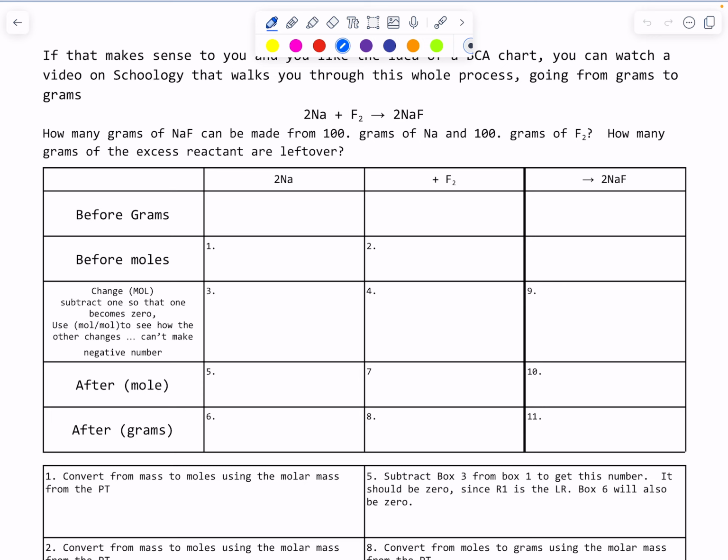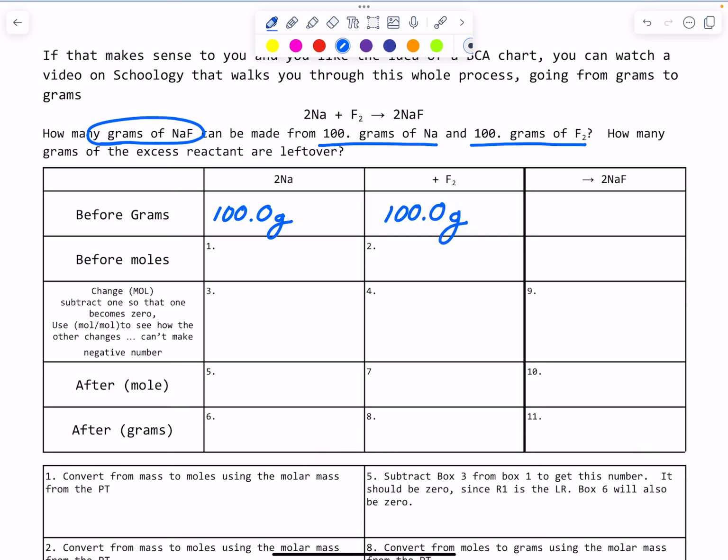So the question is asking us how many grams of sodium fluoride, NaF, can be made from 100 grams of sodium and 100 grams of fluorine, and then how many grams of the excess reactant are left over. So before this reaction starts at all, I start with 100.0 grams of sodium. I start with 100.0 grams of fluorine, and I have no product, no sodium fluoride.